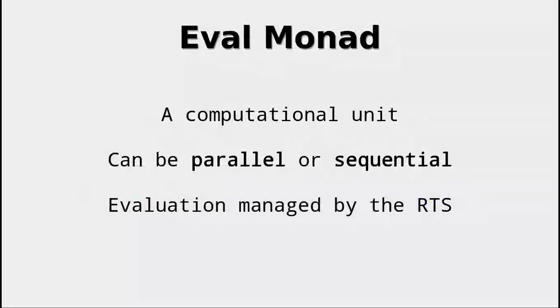So, before we go into the documentation, let's talk about two very important things. The first one is the so-called Eval monad. It stands for a computational unit. It can be parallel or sequential, and the evaluation is managed by the runtime system. That's very important. So that already gives us a notion for a computational unit, that's great, and we already have the information whether it is parallel or sequential, all within a monad. Of course, a monad is great because then no side effects can happen. So now the question is, how can we compose them?